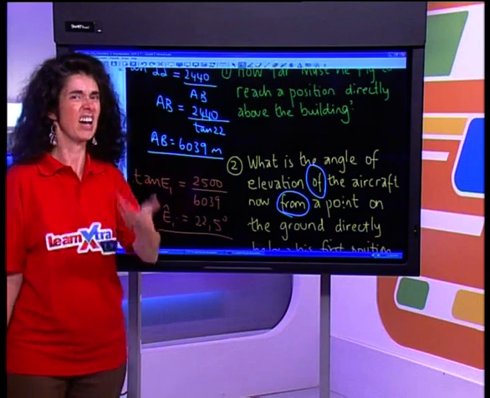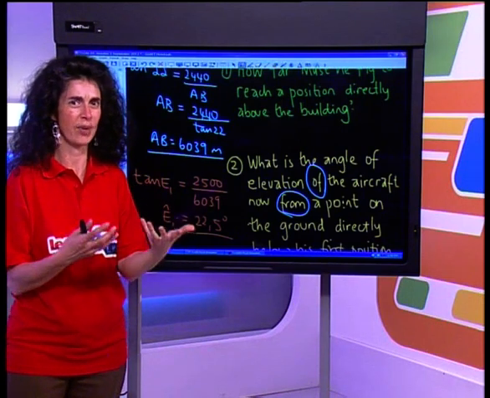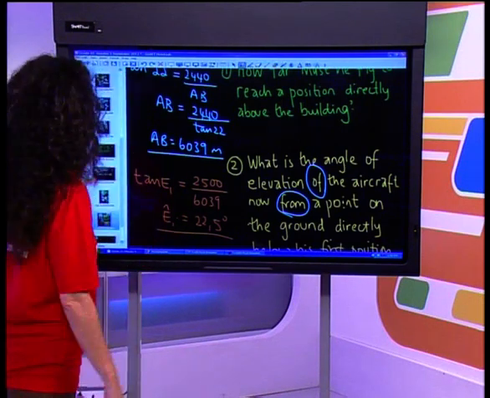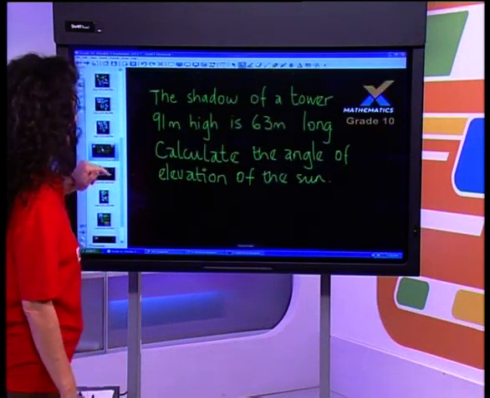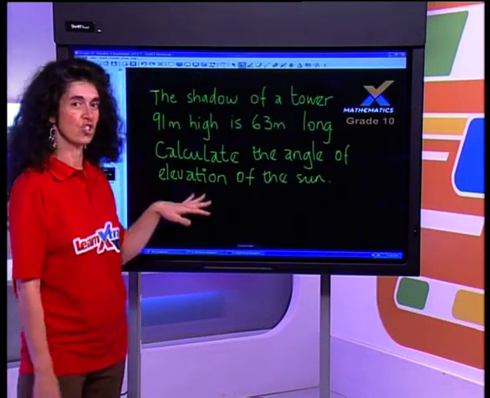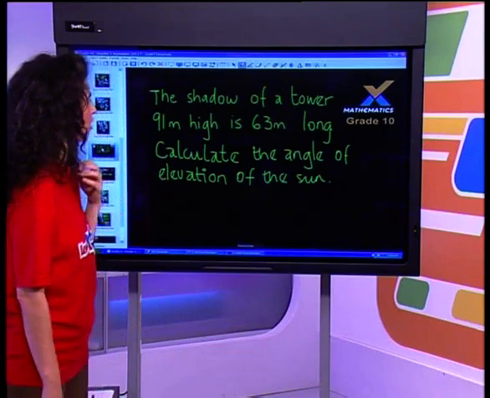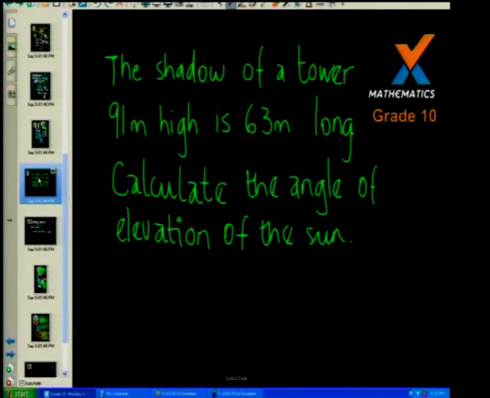And some of you are saying, but I've got angle A, I've checked my answer, I know it's correct, I would like another little challenge. So maybe we'll do one that we haven't done, and we'll check this question in a moment. We've got the shadow of a tower, 91 meters high, is 63 meters long. Calculate the angle of elevation of the sun. So I'll leave you to ponder on that one for a little while.